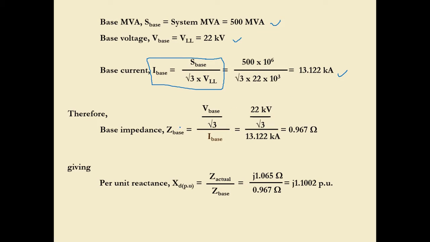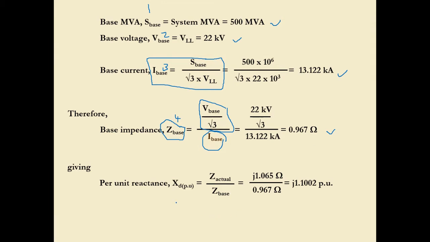So what about the Z base? The first quantity we have calculated, the second quantity we have obtained, as well as the third quantity. Now we come to the fourth quantity, which is the Z base. Z base is equal to V base over square root 3, all together divided by I base. So now the Z base value is 0.967 ohm.